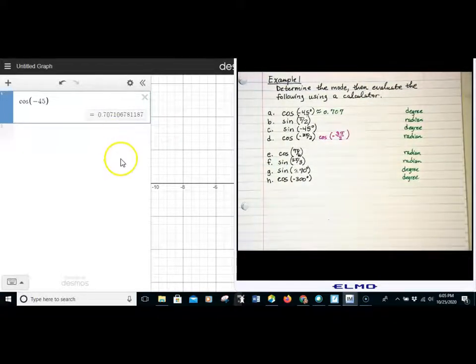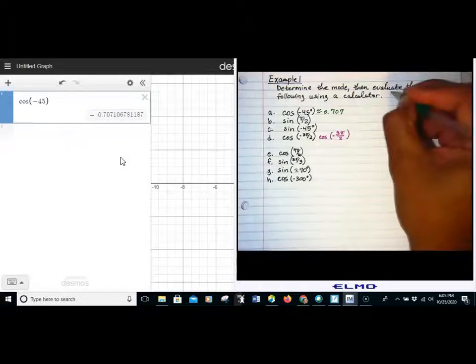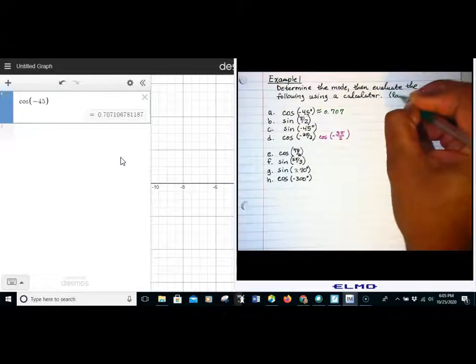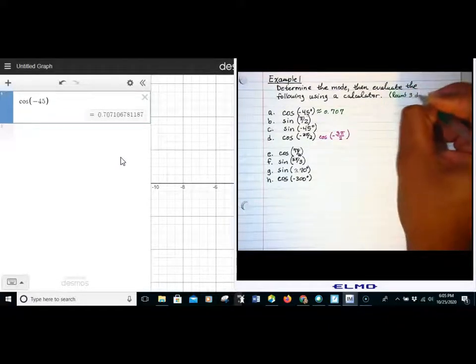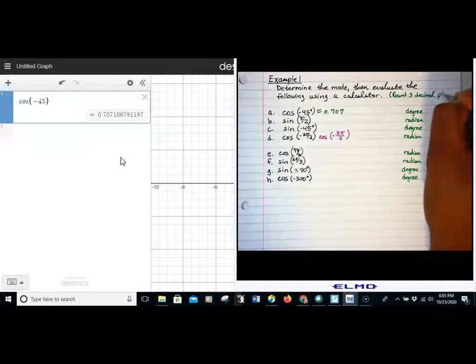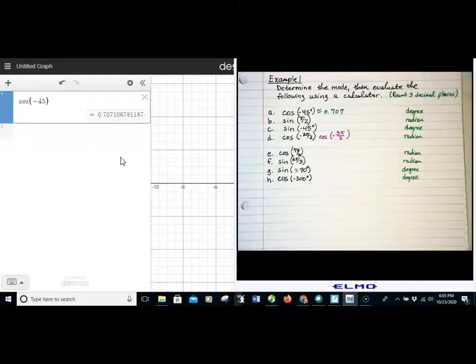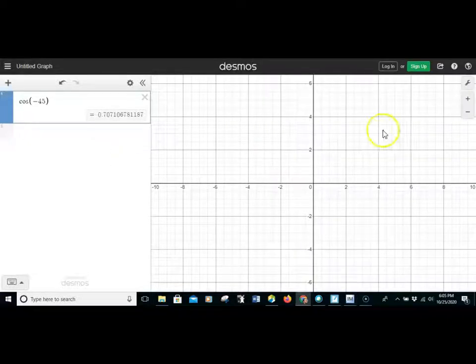We got that. All right, so that's degree mode. We just put it in and we round it to 3 decimal places. Every time, it's 3 decimal places, if there is one. And we put here, round to 3 decimal places. All right, so let's go ahead and go to our next one, which is in radian mode.